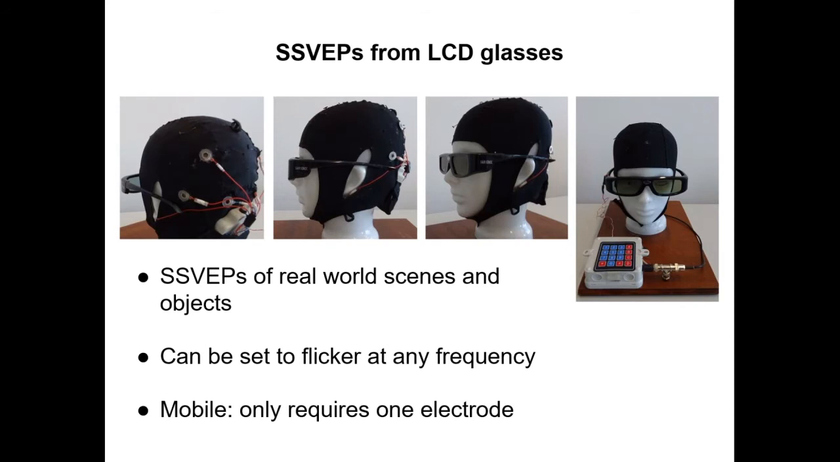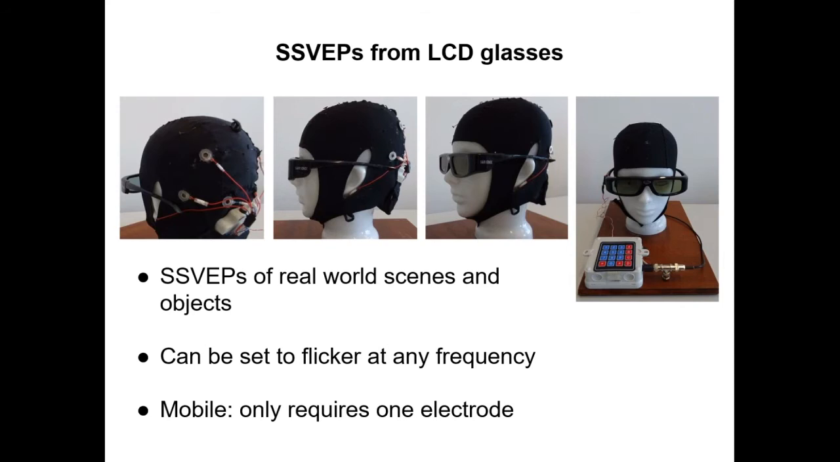A second advantage is that unlike SSVEPs on a screen, which are limited to the multiples of the refresh rate, here we can create SSVEPs at any frequency. So for example, we can do a frequency sweep through the alpha range, like I showed just before, and also we can go up into the gamma range, and we can track how the signal resonates with, or entrains, the underlying neural circuits. And a further advantage is that recovering clean SSVEPs only requires one electrode.